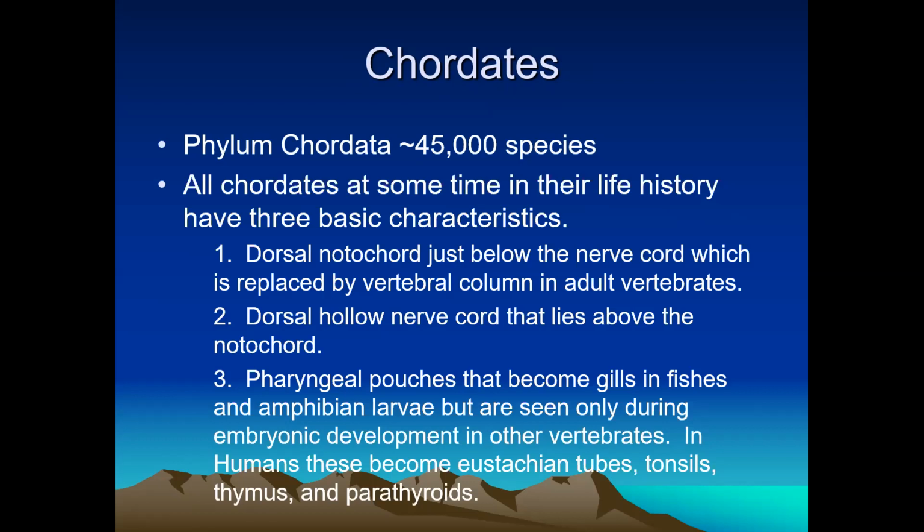In the previous lecture, I think I just said they became our thyroids and other glands in the neck area. Here's the list of 4: eustachian tubes, tonsils, thymus, and parathyroids.